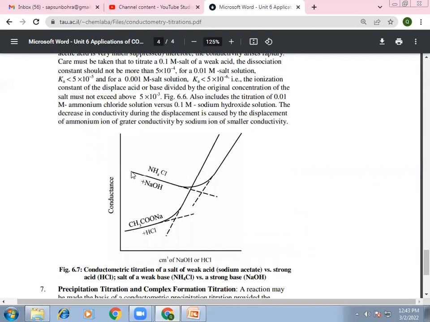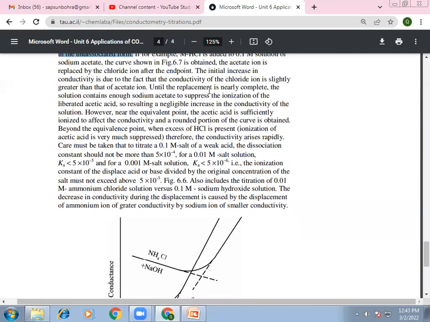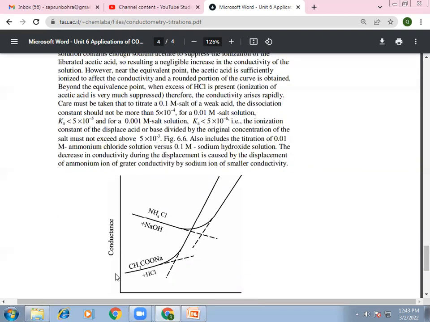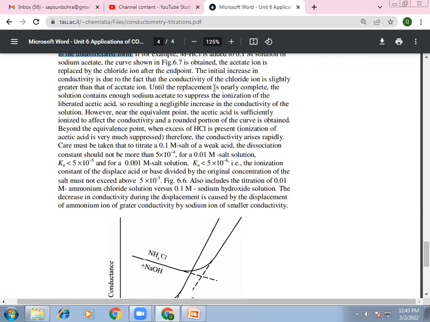So we are getting NH4Cl and NaOH. We are getting curve like this. If you are taking CH3COONa, that is sodium acetate, and HCl, we are getting curve like this. Okay, so here, first you can see the acetate ion is replaced by chloride ions. So this. Okay, so initial increase in the conductivity is due to the conductivity of the chloride ion, which is slightly greater than the acetate ion.